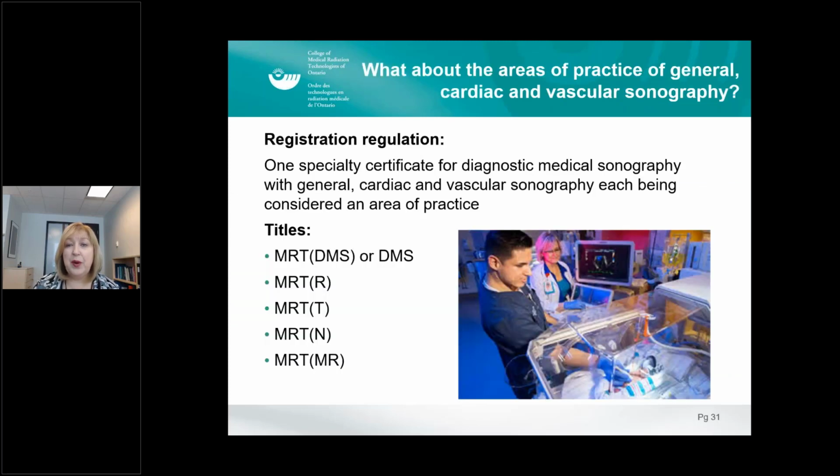Question about the areas of practice of general cardiac and vascular sonography. The way we're dealing with this is we have one certificate of registration for sonographers, but the general, cardiac, and vascular areas are considered an area of practice. So you have to have education and experience in order to be able to work in those particular areas, and also your registration requirements must be in the same area of practice, but it's one certificate of registration.